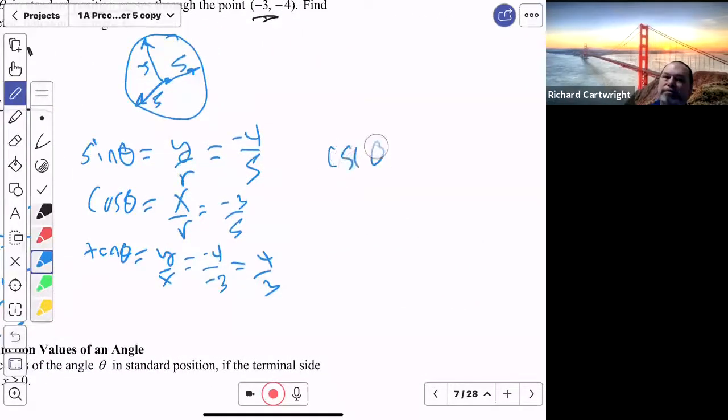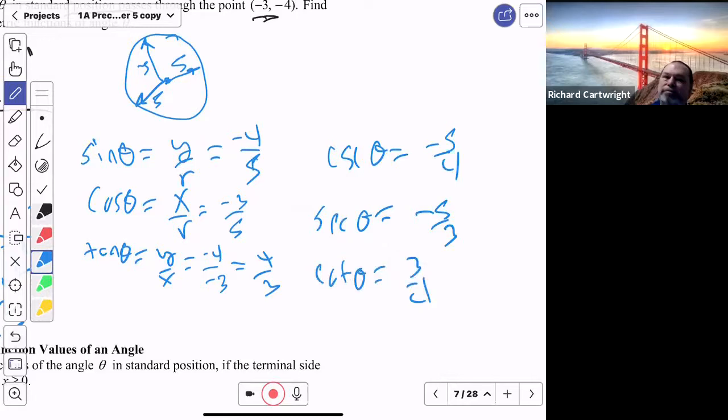Cosecant of theta is the reciprocal, negative 5 over 4. Doesn't matter where the negative goes. Secant of theta is the reciprocal, negative 5 over 3. Cotangent of theta is a positive 3 over 4. So that means only tangent, which would also mean cotangent, they're related, should be positive. If tangent's positive, then cotangent's positive, and it's true. Negative, negative, negative, negative, at least I think my signs are correct.